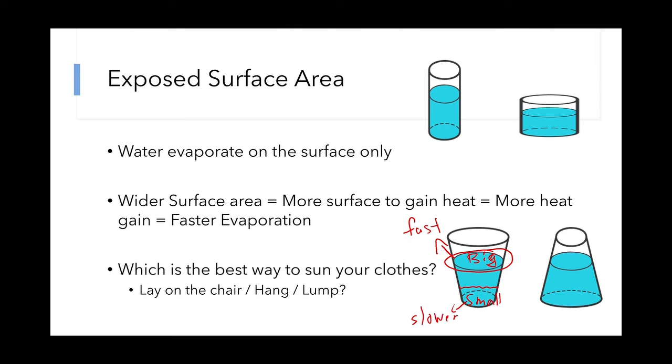Or on the contrary, on the right side, this one has small exposed surface area. Then after some time when it evaporates, it has bigger exposed surface area. So at first it will be slower. Then after some time, because of a bigger surface area, the evaporation will be faster.